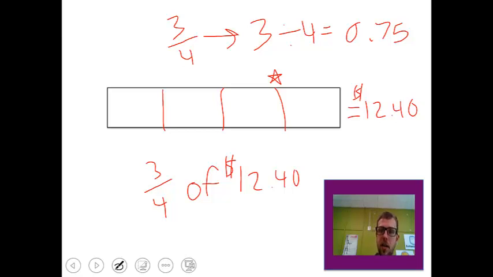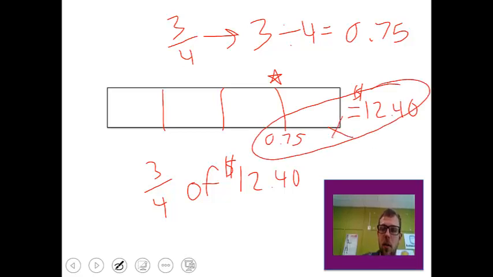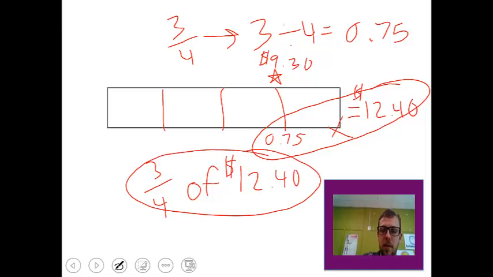So now that I know that this is equal to 0.75, what I'm going to do is multiply these two. So 0.75 times 12.40 is equal to 9.30. So we can say that 3/4 of 12.40 is equal to $9.30.